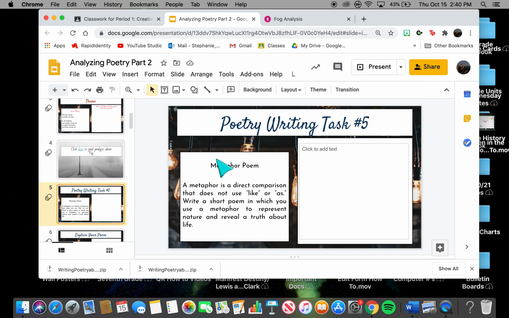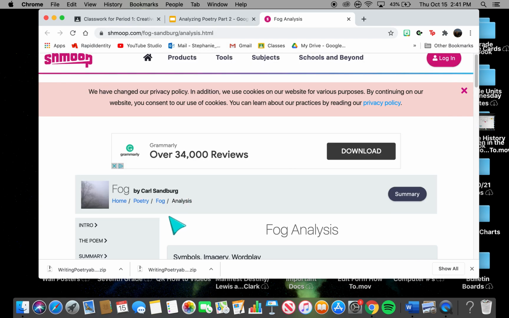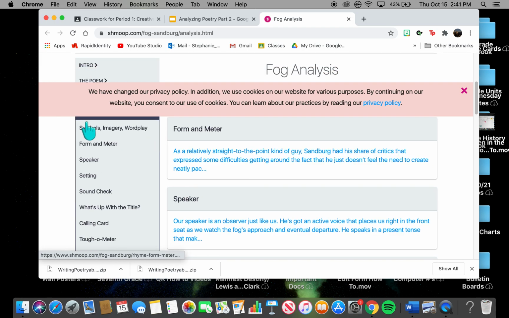Your first poetry writing task is going to be a metaphor poem. A metaphor is a direct comparison that does not use like or as. You're going to write a short poem in which you use a metaphor to represent nature and reveal the truth about life. This is practice, you guys. I'm not expecting glorious metaphors or amazing poetry. We're just practicing, so don't put too much pressure on yourself. If you are having trouble with metaphor, go to the website explaining the fog analysis, because it's going to explain metaphor.